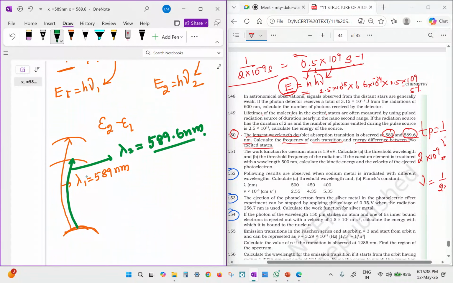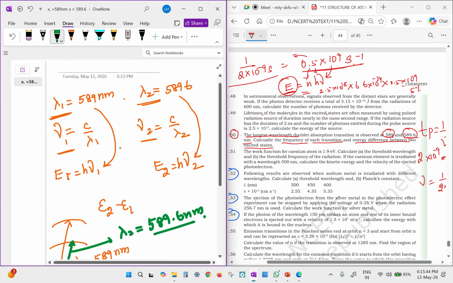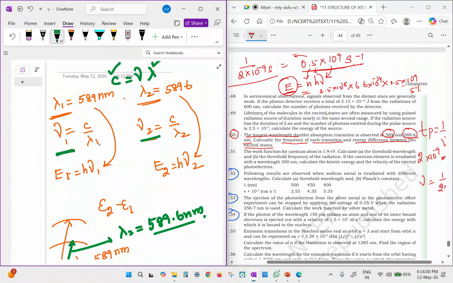So lower the energy, lower the position of the electron in the excited state, right? Yes, ma'am. So what is happening now? You have got lambda 1 and lambda 2. We know that C is equal to nu lambda. If you know the lambda, if you know the C, can you not find out the frequency value? Frequency 1 and frequency 2. Using lambda 1 and lambda 2, you can calculate frequency 1 and frequency 2.